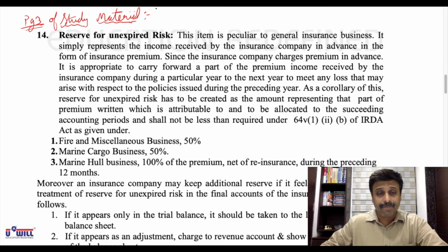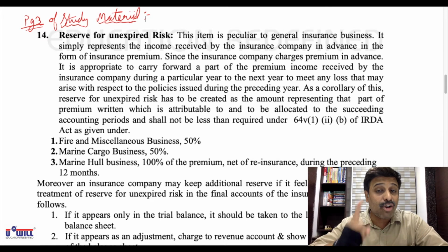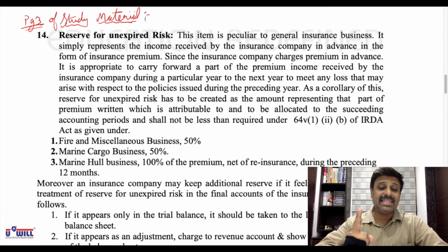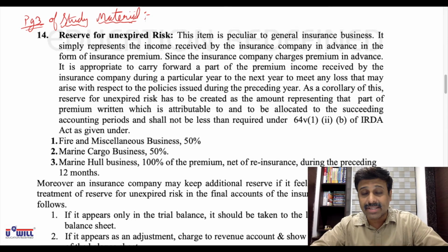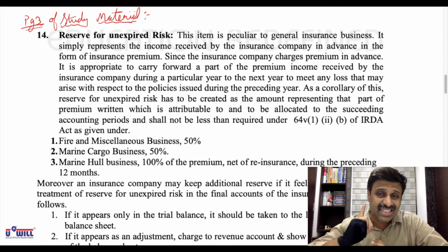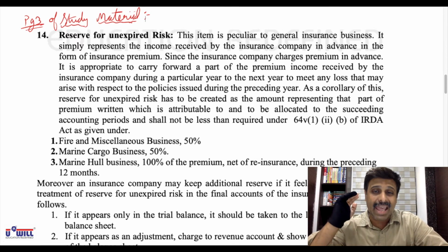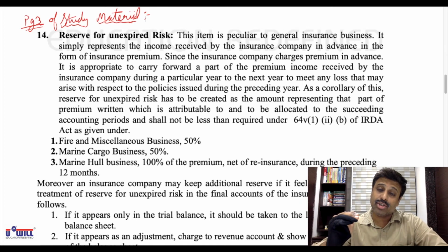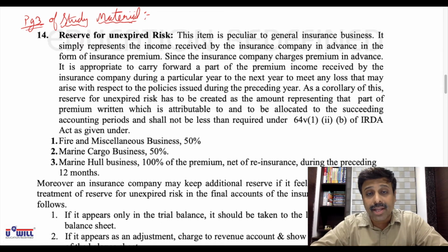Look at it, be attentive. Understand the concept of reserve for unexpired risk. It is very, very simple. As in banking final accounts we had come across rebate on bills discounted, exactly the same is the concept of reserve for unexpired risk. If I ask you, when do you take an insurance policy? Do you always buy the insurance policy on 1st April? Are you an April fool, that you will buy insurance policies on 1st April only?